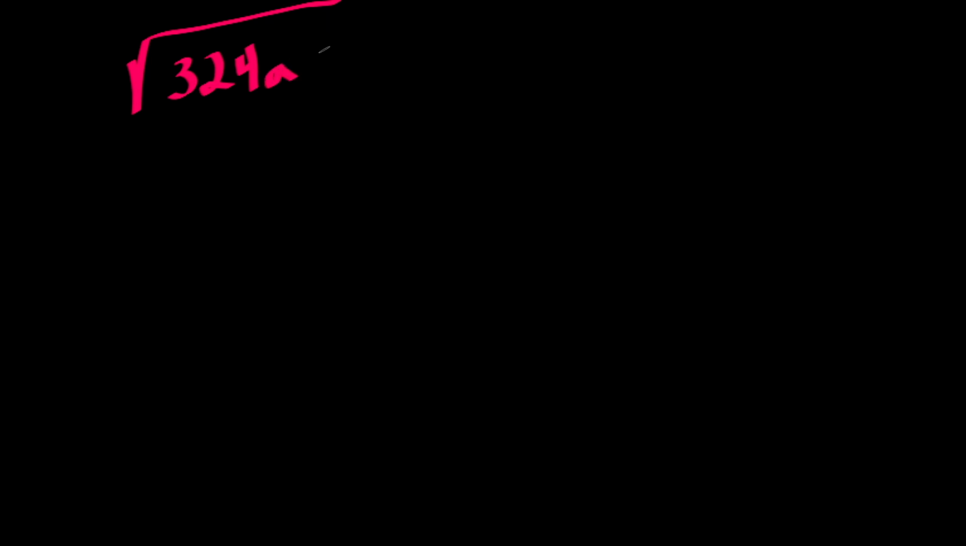If you struggle with that, once again, breaking it apart is a good idea. So we have 324, a to the 3rd, b to the 7th. So the question is, what's our index? What type of radical do we have? Is it a square root? Is it a cube root? It's a square root, because we don't see an index written here, which means the index is actually 2. So now let's break everything apart.